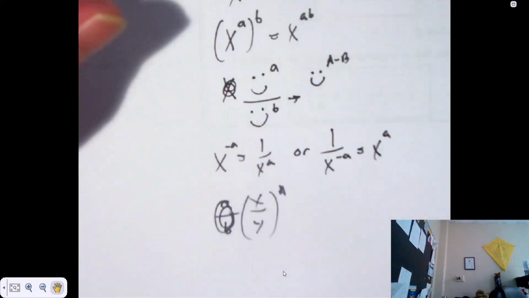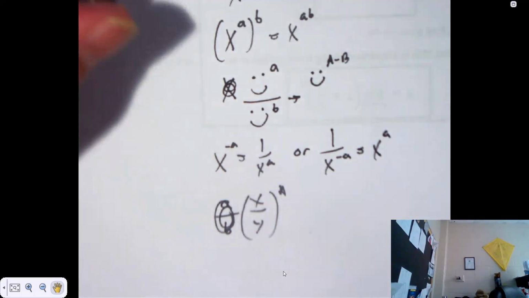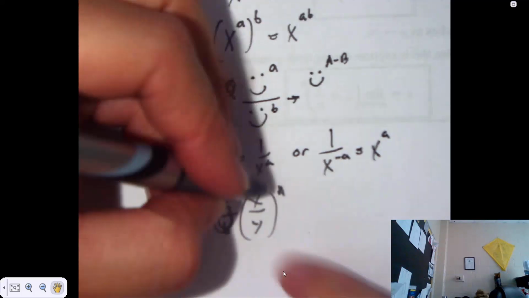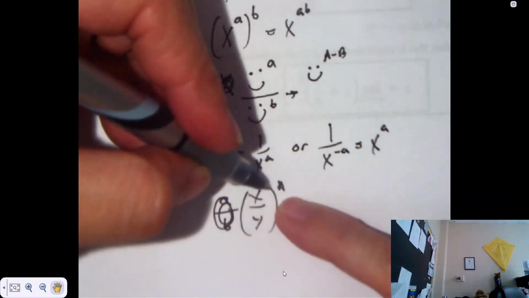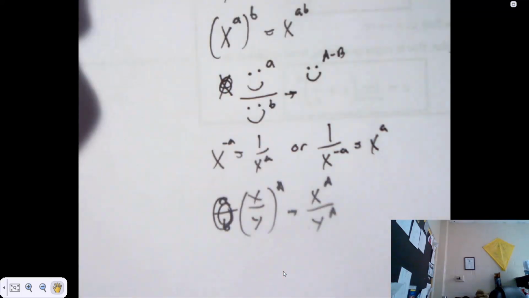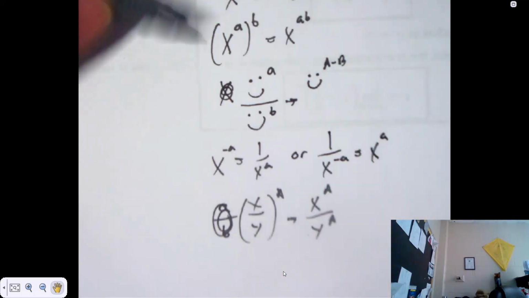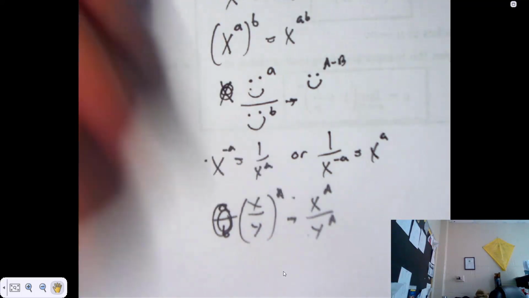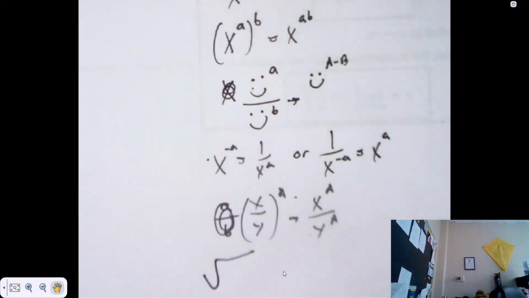There's a rule with fractions. 2 fractions, x and y, both raised to the a. What are you allowed to do with that a? It's kind of like the distributive property. You give it to the exponent of both pieces. What have I got here? 1, 2, 3, 4, 5. This is a pretty important one.